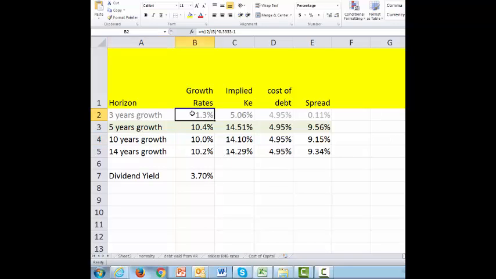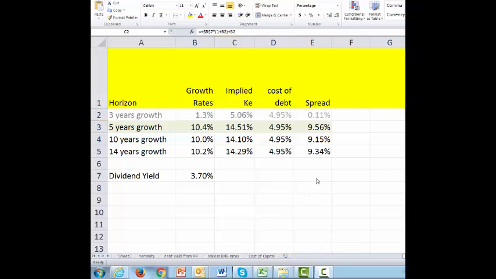So here I calculate the 3-year, 5-year, 10-year, and 14-year growth rate. Clearly, growth rates in recent years have been slower than growth rates in past years. I take the dividend yield, that would be D0 over P0, and I multiply it by the growth rate to get expected dividends in the next year, and I add to that the growth rate, giving me an implied cost of equity. So I have 4 different implied costs of equity based on 4 different growth rates.